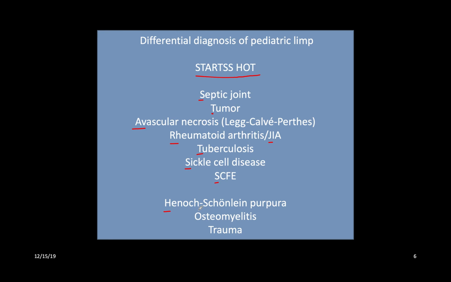So Henoch-Schönlein purpura, rather than actually damaging the femur or the joint itself, is really going to be more about just pain in the area of the leg leading to a limp. Okay, so Henoch-Schönlein purpura is a little bit different. Also look for abdominal pain in Henoch-Schönlein purpura, as well as the purpura on the flanks of the legs and everything else. Osteomyelitis and trauma.